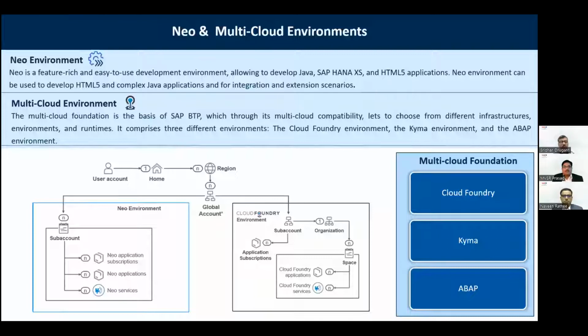So polyglot means the same applications can be written in multiple languages, but the outcome is unique. Those kinds of features are there with multi-cloud. But here, if you see the diagram, this represents the domain model, where we would like to show the difference between Neo as well as Cloud Foundry. Here in Neo, you will have n number of sub accounts, and then you will manage the subscriptions and services along with the Neo compatible applications.